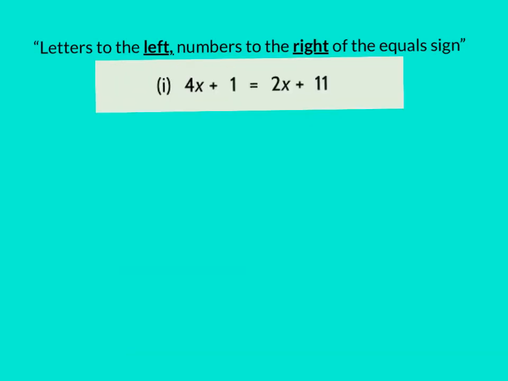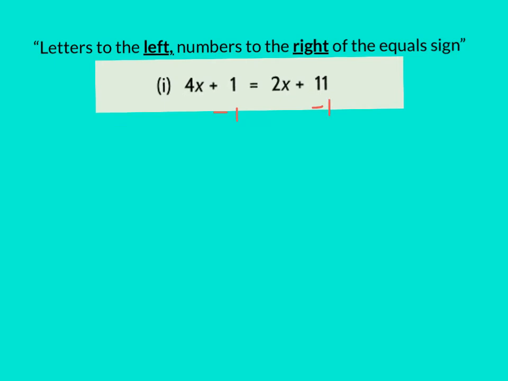Okay, so let's try that with another example then. Always just remember letters to the left, numbers to the right of the equal sign. So again, if I just want letters on the left side of this equal sign, I'm going to be subtracting 1 from this side. And if I do that, I'm going to have to subtract it from the other side.